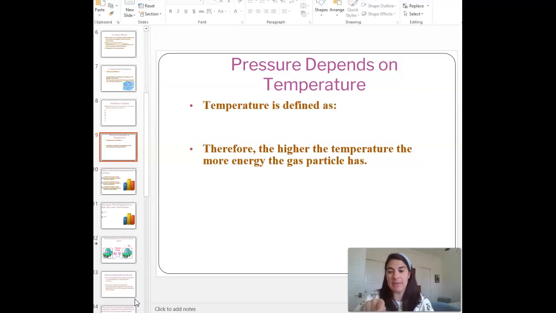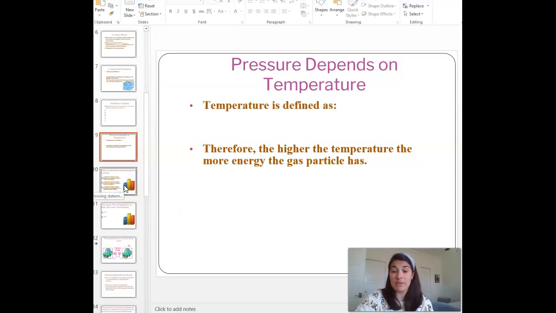So here we go. This statement, therefore, the higher the temperature, the more energy the gas molecules have. Let's break it down. High temperature means high energy. High energy means high movement. High movement means more collisions. More collisions means more pressure. Okay. So this statement, pressure depends on temperature. Right there, that's why. So if you need to, rewind and hear that explanation again, because it's a big one.